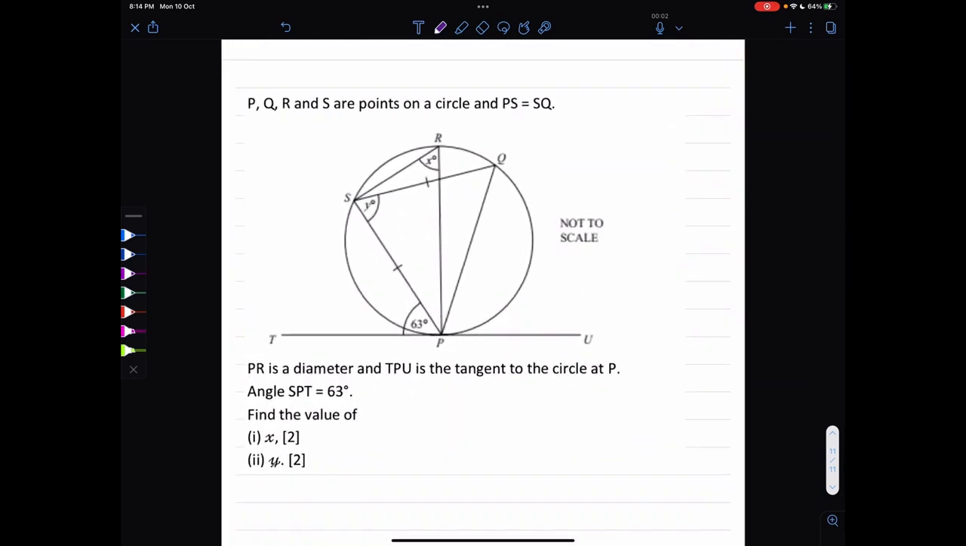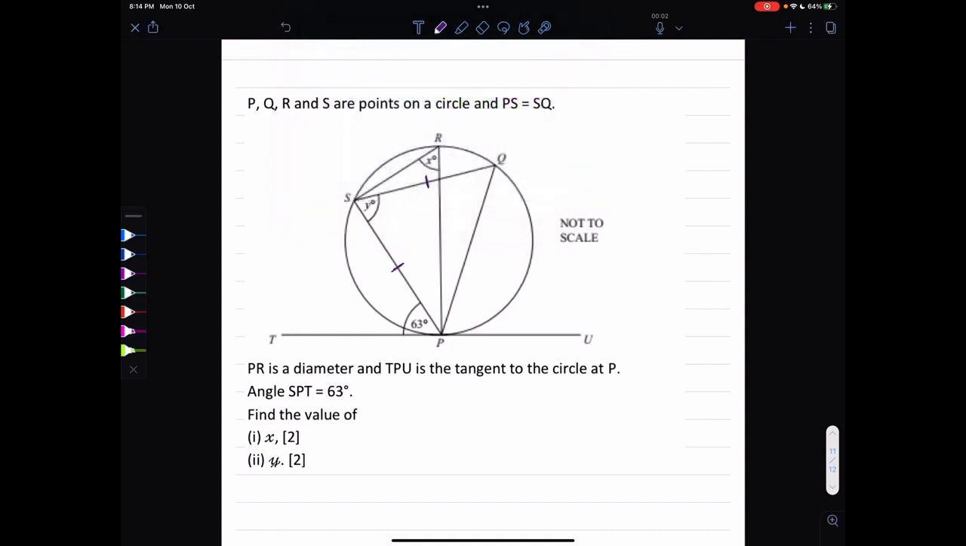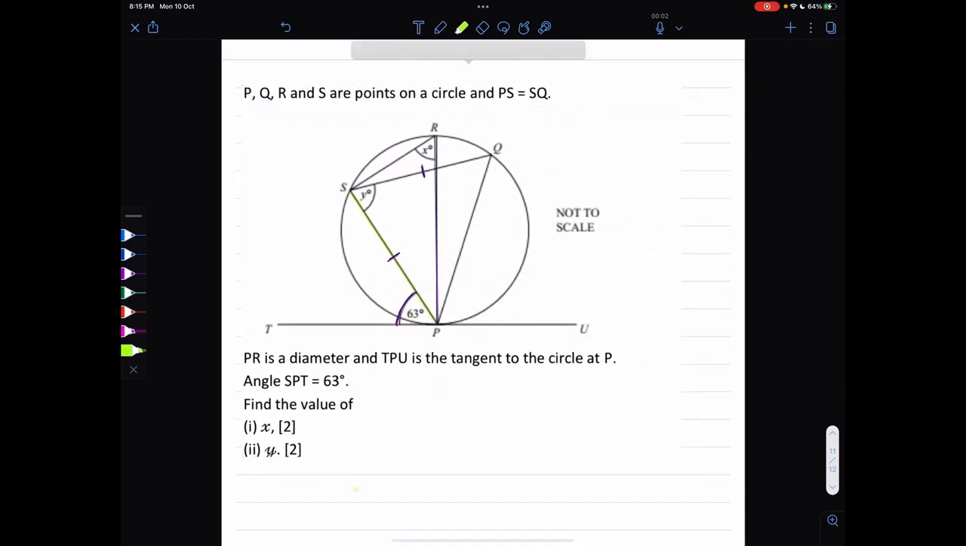Let's try to do this question. PQRS are points on a circle and PS is equal to SQ. So this tells us that PSQ is an isosceles triangle. PR is the diameter. So they have told you that PR is the diameter of the circle. TPU is tangent to the circle at P, and angle SPT is 63. That is the angle between the tangent and the chord. So that is my chord PS. TP is the tangent. The angle is 63.